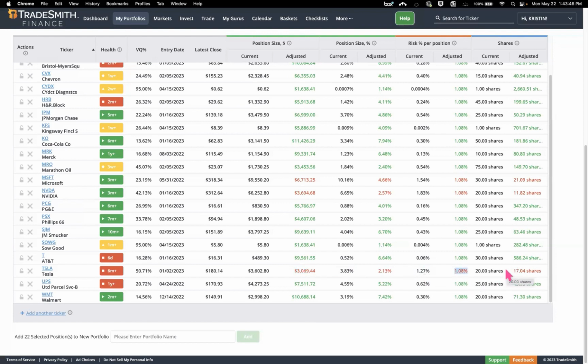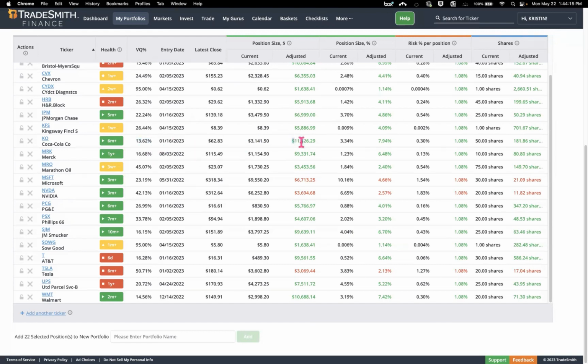Okay. Now let's look at Coca-Cola. Where's Coca-Cola? So Coca-Cola is here. So this is another example I wanted to show you. So Coca-Cola is approximately 14% VQ. Again, remember, anything under 15%, we're considering low risk. So Coca-Cola is considered a low risk stock. And you're going to see that this tool most likely is going to have you invest more money into Coca-Cola.